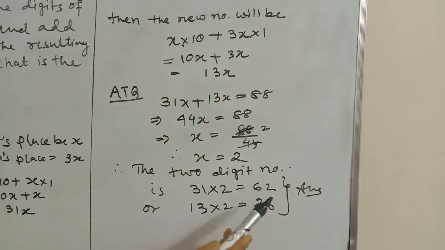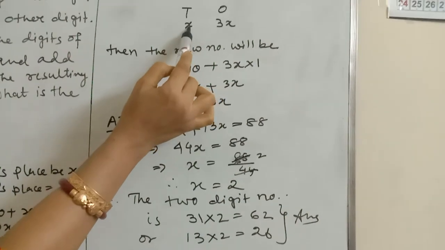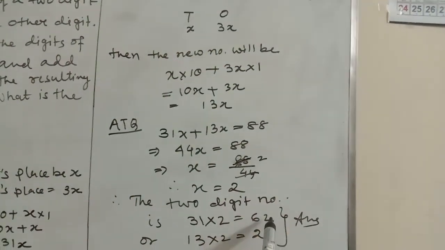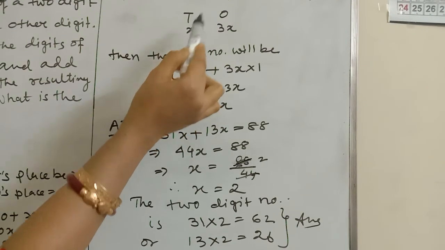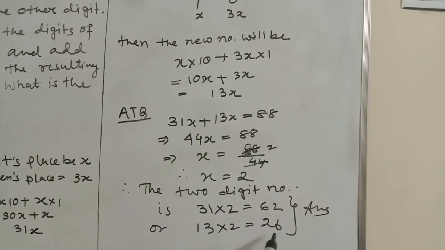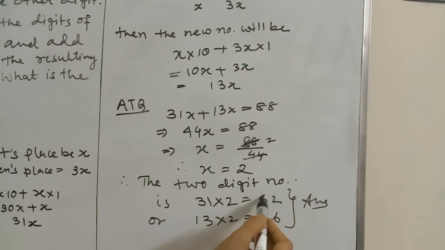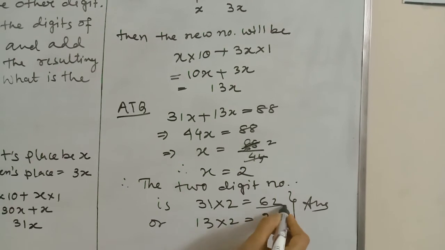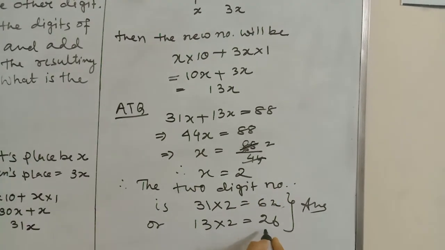So if you take the unit place as x and the tens place as 3x, then this one will come. And if you interchange the number, taking tens place x and unit place 3x, then the other will come. So both the numbers are correct. So either it is 62 or it is 26. Understood? Practice these sums.